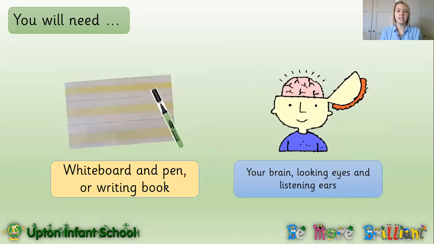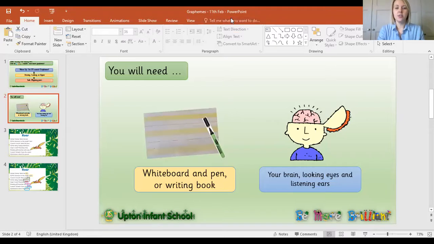Okay, let's see what you're going to need today. You're going to need your whiteboard and your pen, because I'm going to be writing a word and I'm going to need you to write a rhyming word back for me. So that's our game today. Then you're also going to need your brain, your lovely looking eyes, and your super listening ears. So let's have a look at our set 2 and set 3 sounds first of all.